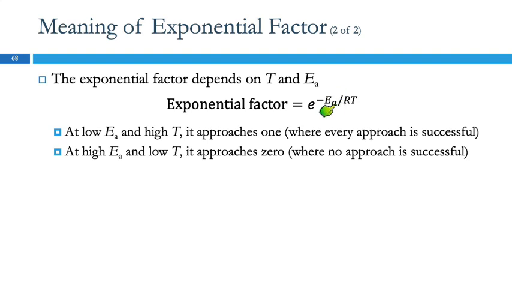So as this part gets smaller and smaller with low activation energy, higher temperature, this whole factor can get closer to 1. If the activation energy is high and the temperature is low, this number gets bigger, and the overall factor approaches 0. Okay, so then no approach is successful. Questions?